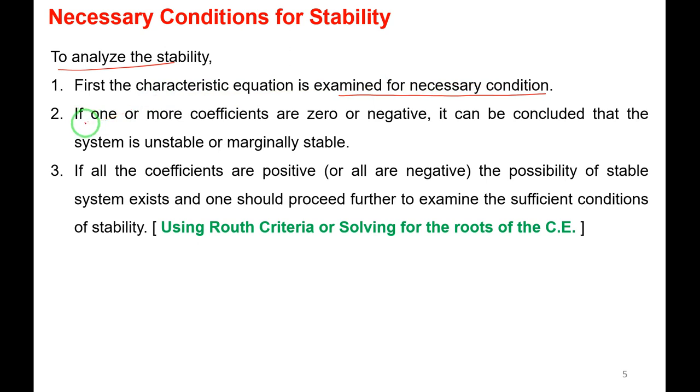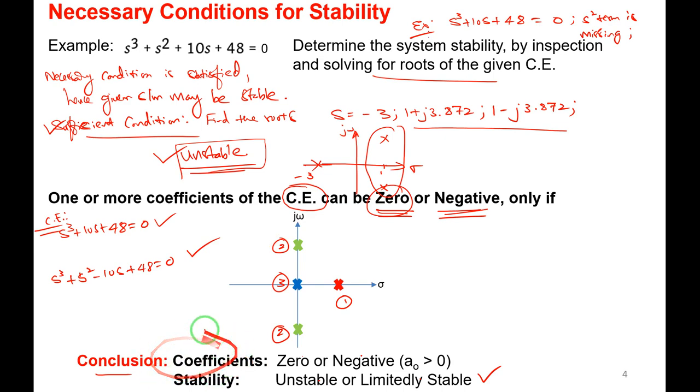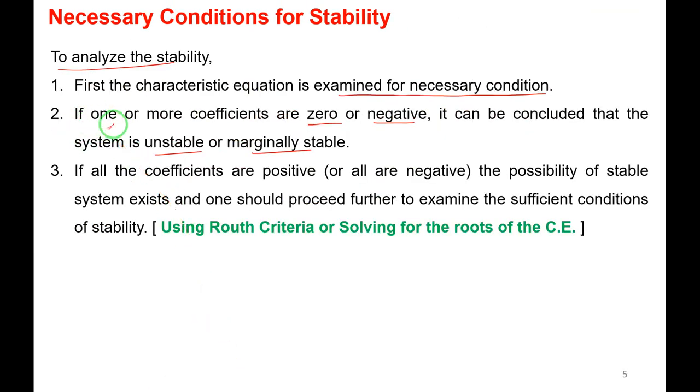The next, second one: if one or more coefficients are 0 or negative, it can be concluded that the system is either unstable or marginally stable. Just now we have seen this, right? We have made the conclusion. The second point is the same thing, right? If one or more coefficients of the given characteristic equation are 0 or negative, then it can be concluded that the system is either unstable or marginally stable, right?